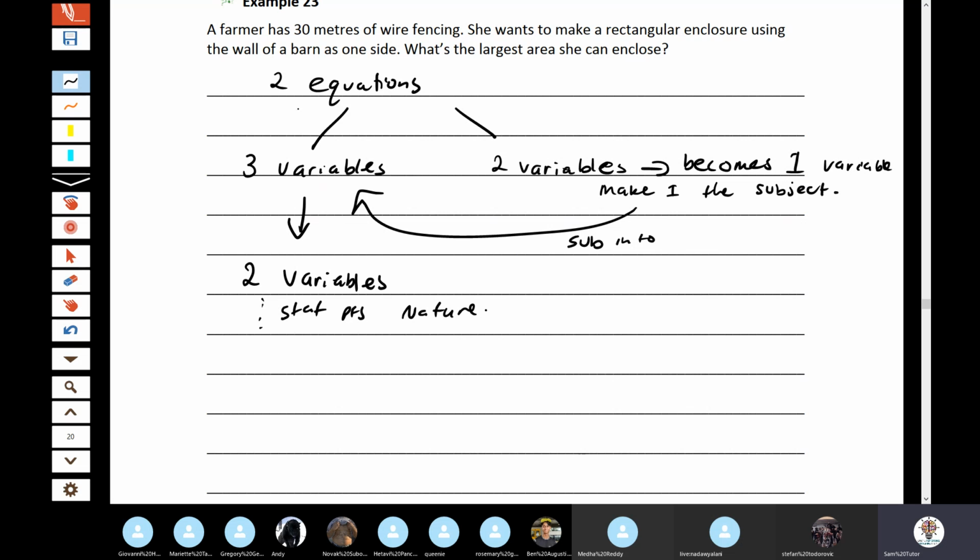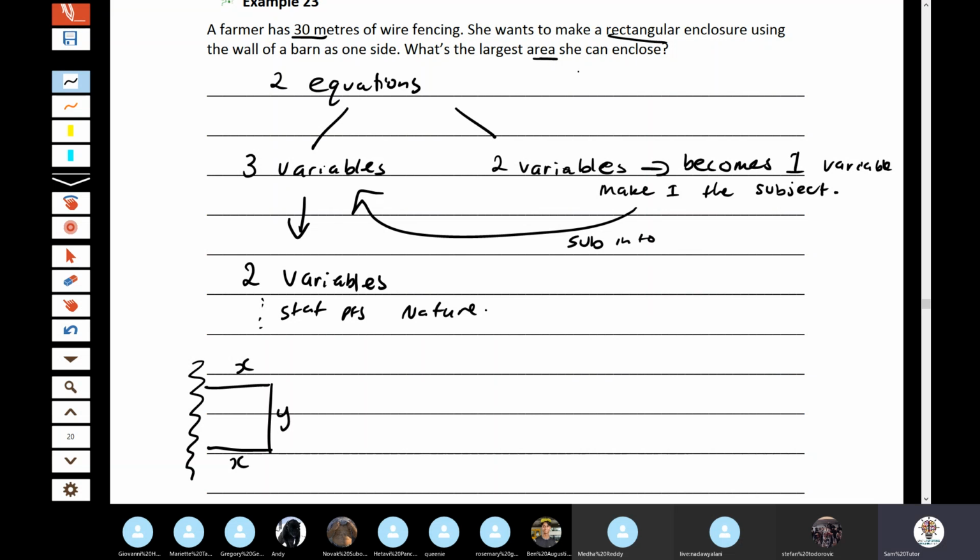Here we go. Farmer Joe has 30 meters of wire fencing. She wants to make a rectangular enclosure using the wall of the barn as one side. What is the largest area she can enclose? So that's your barn. There's your X, there's your Y, there's your X, because it says it's a rectangle and it says area. So that's the diagram I would choose.